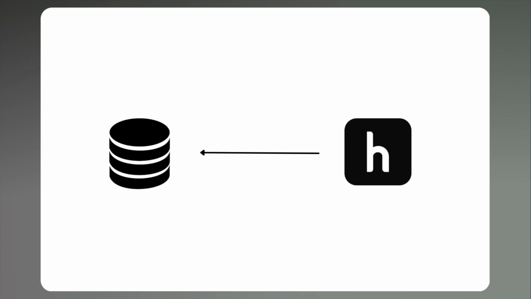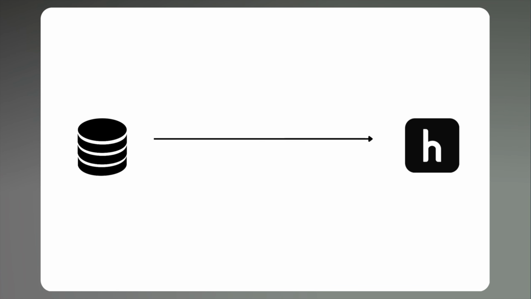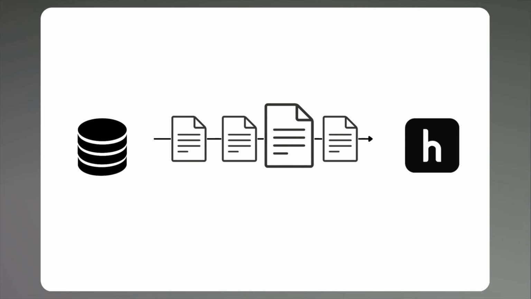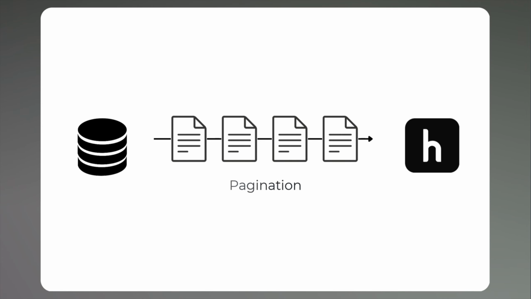When Hevo calls the source API, the response may contain hundreds or even thousands of records. However, most APIs do not return all records in a single response. Instead, they split the data into smaller chunks called pages. To fetch all records, Hevo must move from one page to the next. This process is called pagination.